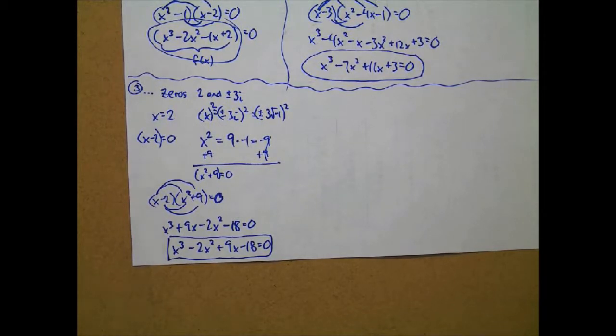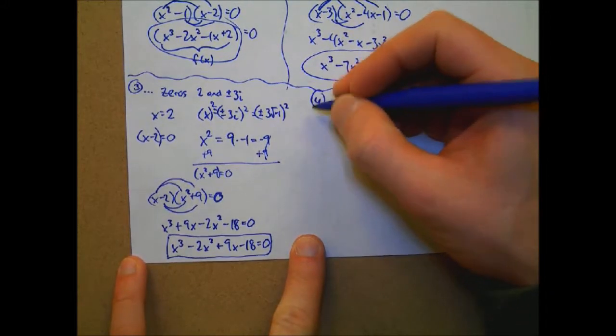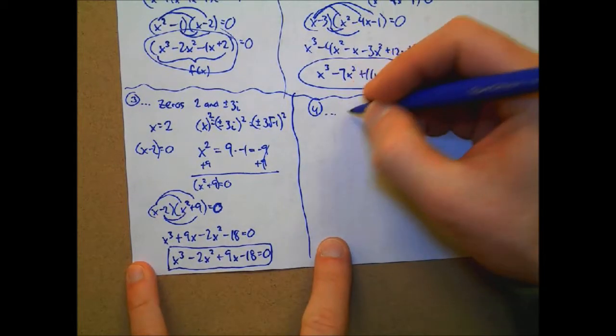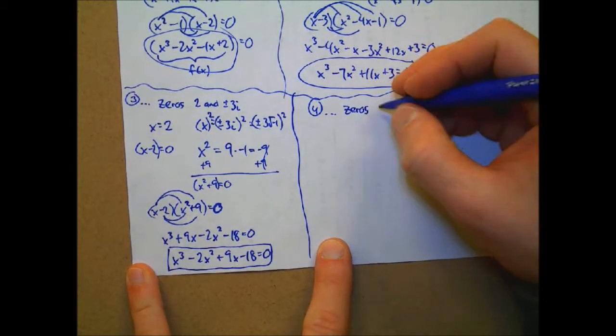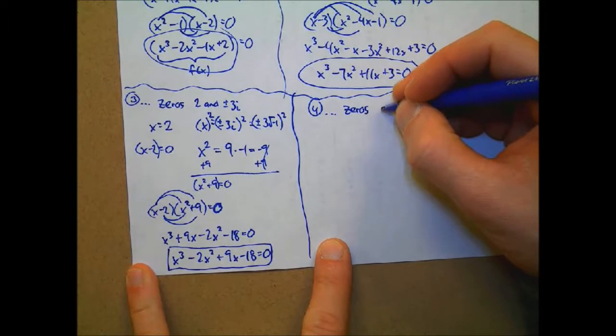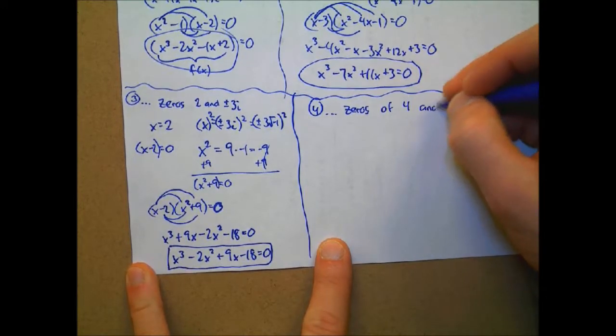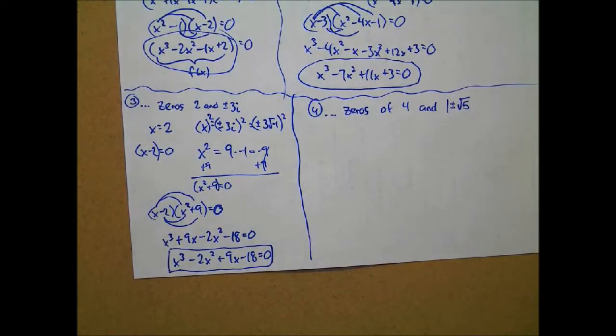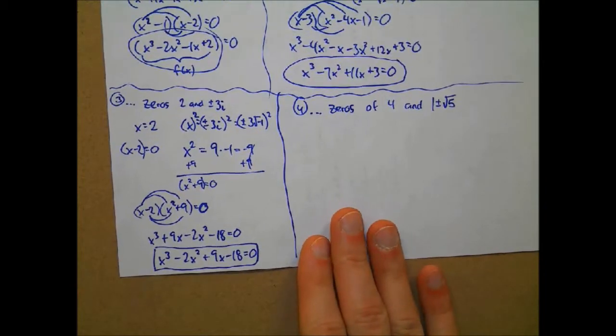Questions on any of that? So, just a couple things here, before I give you guys one to try. Actually, you know what? We'll go ahead and have you guys try one here. All right, so here's yours to try. I want you, again, to come up with a polynomial that has zeros of 4 and 1 plus or minus the square root of 5. So go ahead and come up with a polynomial that has the zeros of 4 and 1 plus or minus the square root of 5.